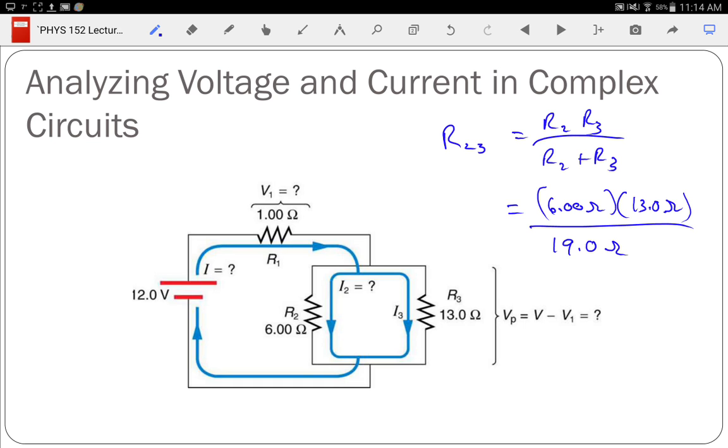Anybody? It's what? 4.7? Oh, okay, you're guessing. That's good thinking. 4.1? Yeah, that's the 6 times 13 divided by 19. Okay, so we have 4.1 ohms for that.